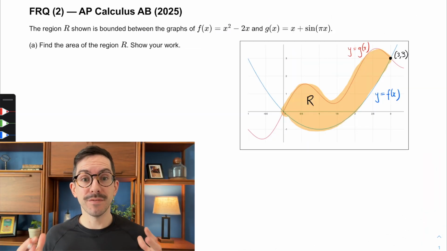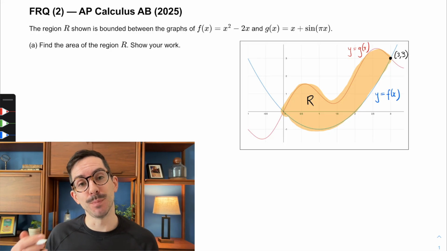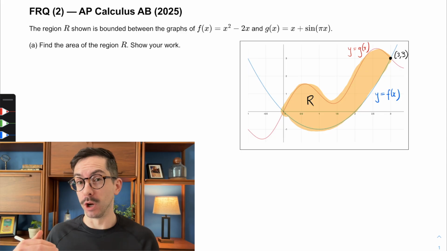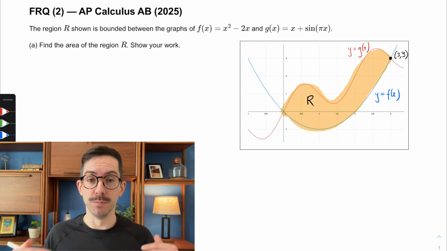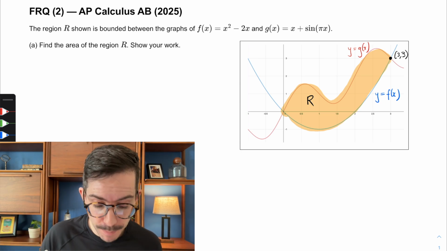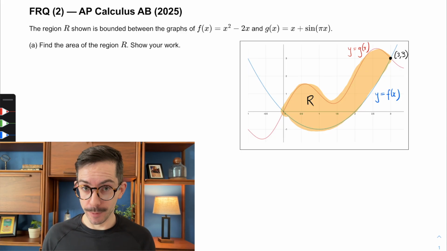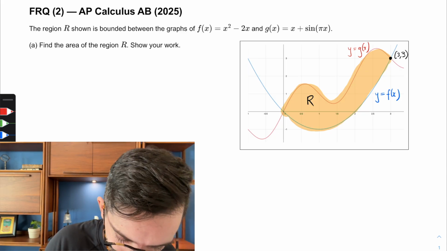So, in this free response question, we are working with this region R sandwiched between these two graphs, y equals f of x, y equals g of x. We're given the rules for f and g, and we're asked to calculate various areas and volumes. So in part A, we're being asked the straightforward setup: calculate the area of the region R. We have to show our work to get full credit, so let's make sure we set it up correctly.